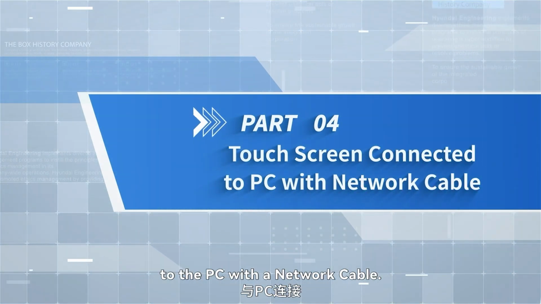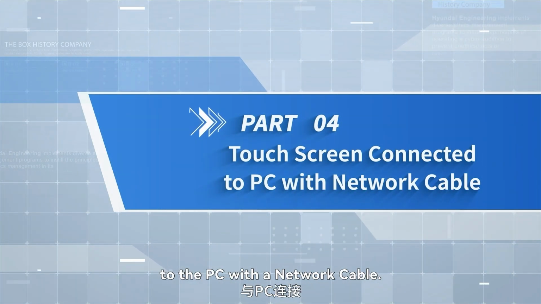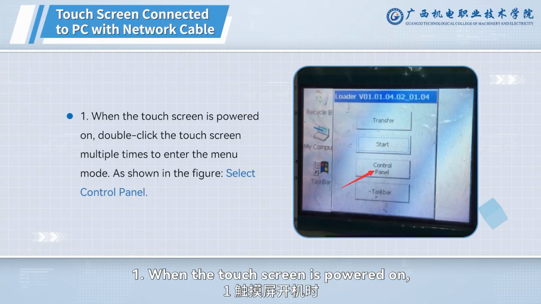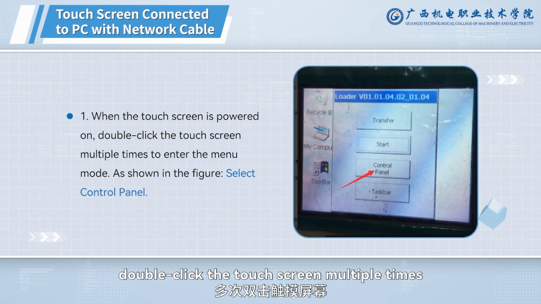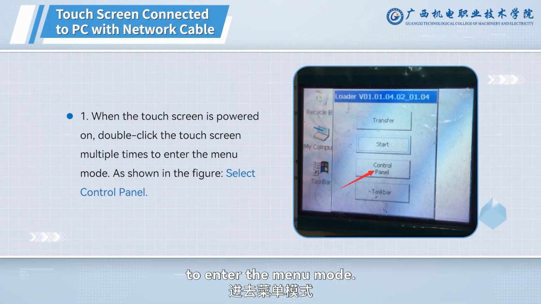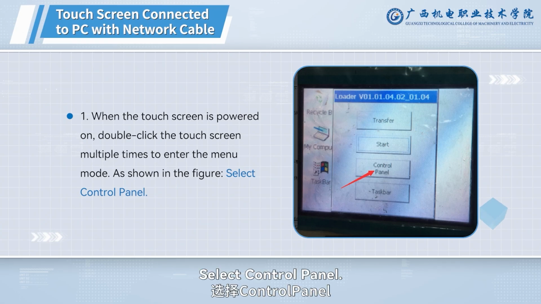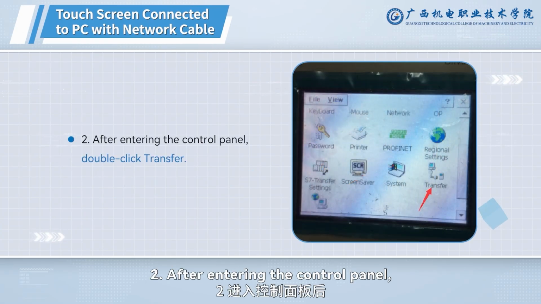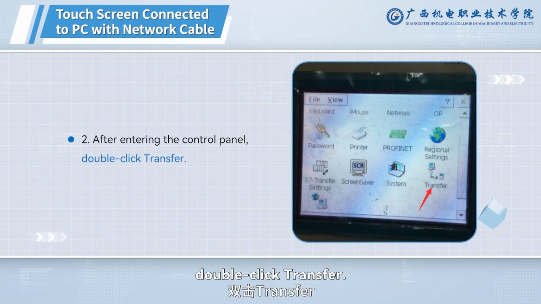Connect the touchscreen to the PC with a network cable. 1. When the touchscreen is powered on, double-click the touchscreen multiple times to enter the menu mode. As shown in the figure, select Control Panel. 2. After entering the Control Panel, double-click Transfer.